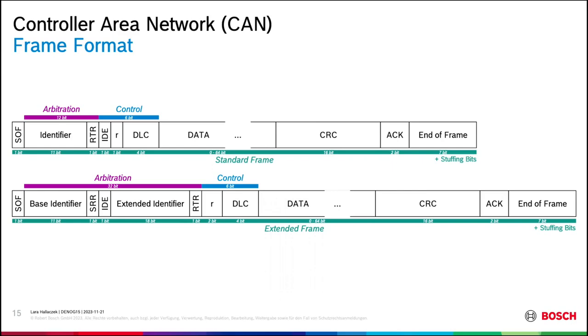The exact length of a CAN frame depends a bit on its content, because if you have 5 bits of the same polarity, you always add another bit with swapped polarity. So for example, if you send 5 zeros, then you have to send another 1. The 1 is not interpreted as data, but you need this as a signal on the CAN bus.